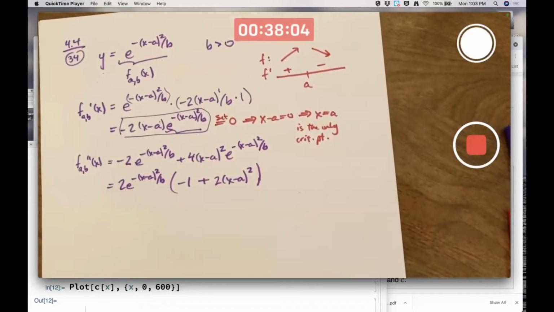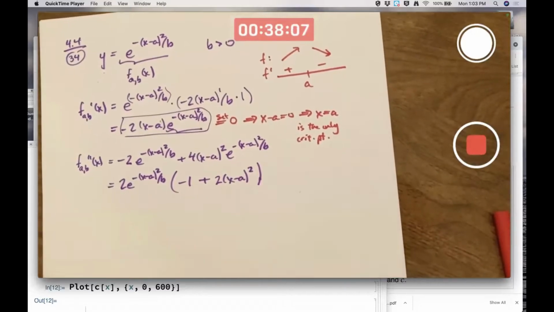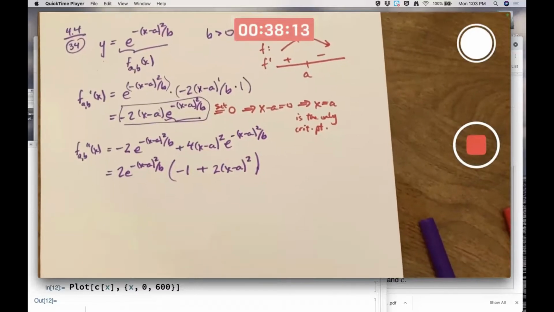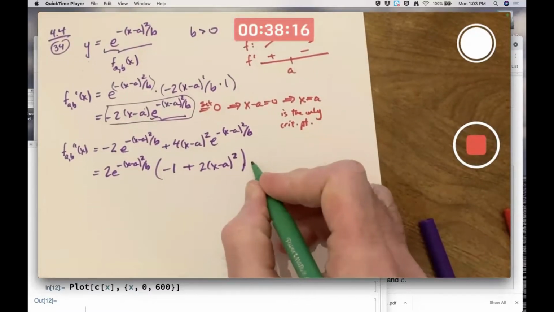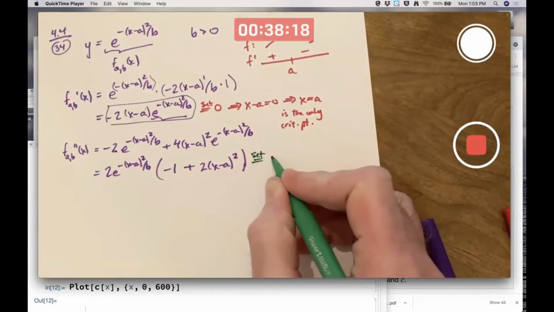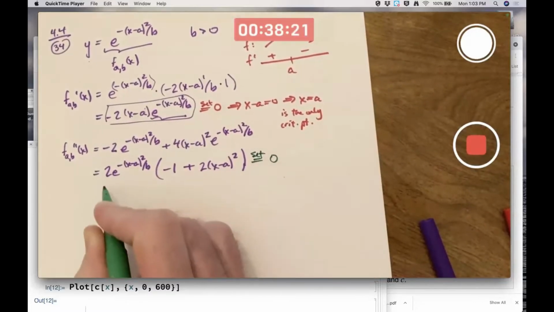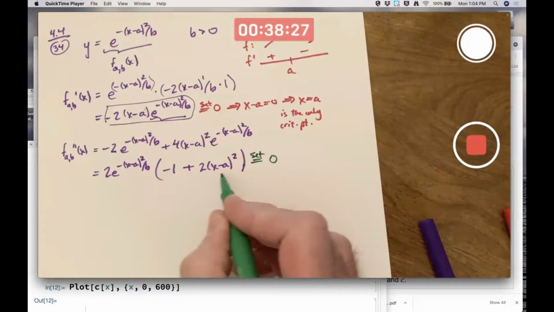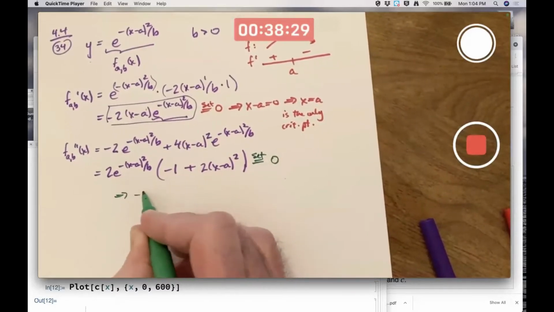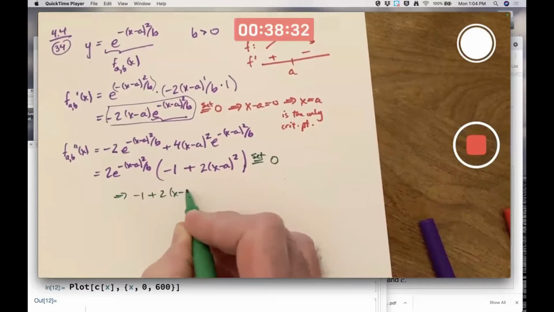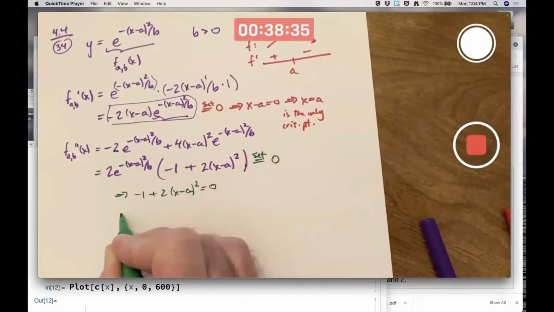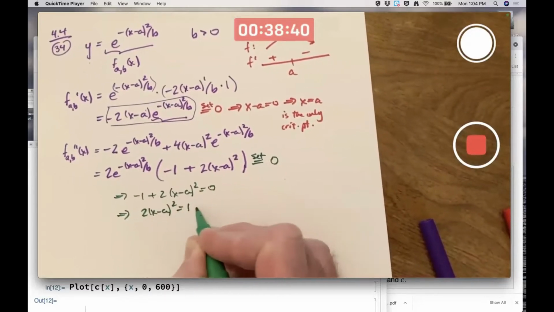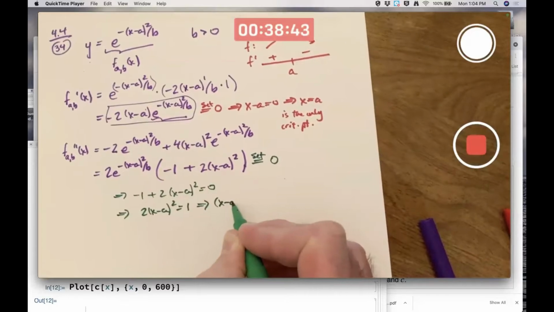Nope, excuse me, I made a mistake. No, that's right. That's right. Never mind. To find possible inflection points, set that equal to 0 and solve for x. This is never 0. So the only way this product of two things can be 0 is if this entire big thing is 0. And while you could expand that out and try to use the quadratic formula, you don't need to, because you can rearrange it like this and then like this.